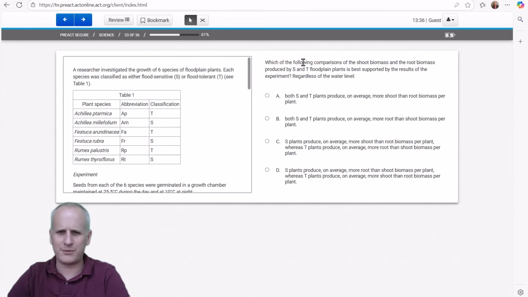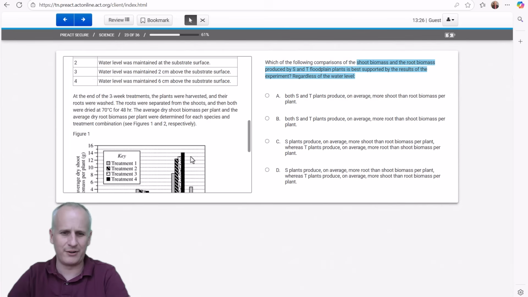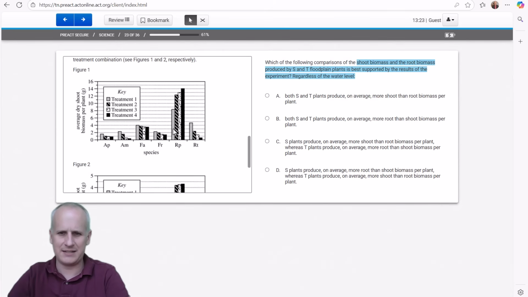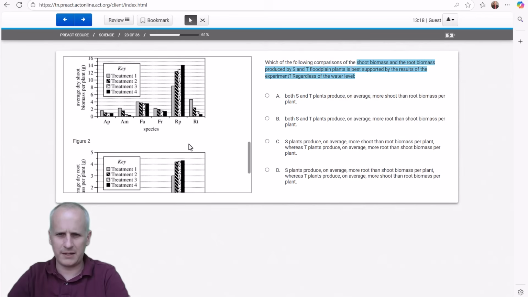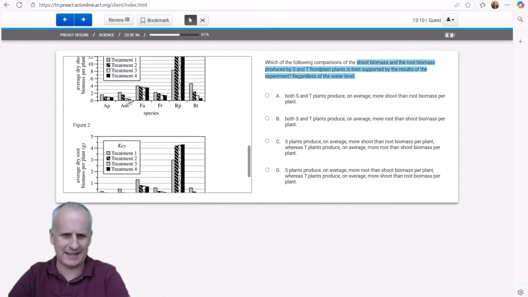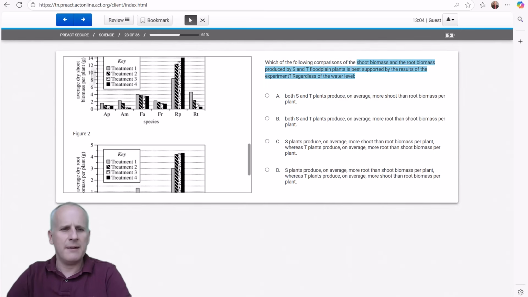Moving on to the next question, we're being asked, which of the following comparisons of the shoot biomass and the root biomass produced by S and T floodplains is best supported by the results regardless of the water level? And I already know all of this. The T is higher, right? So it's that the T has a higher root biomass. And if we're comparing shoot biomass, then root biomass, that's the case for both of them. You can tell actually from the axis here on the left-hand side. So they're going to produce more shoot than root, and that's really all we need for that one.